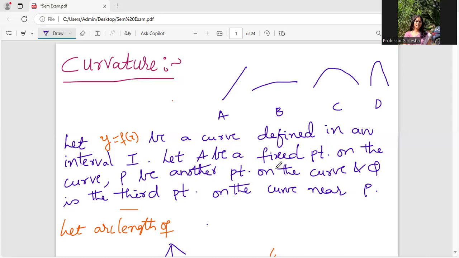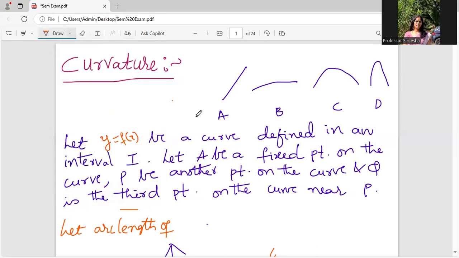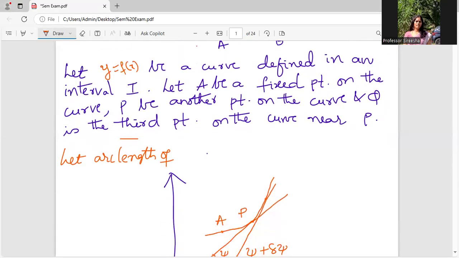Let A be a fixed point on the curve, and P and Q be two different points on the curve. The basic idea is that we go from A, P, and then go to Q. Why? Because we can clearly see at P, the curve is bent. So to assess how much it is bent, we are moving from P to Q. P is another point on the curve and Q is a third point on the curve, a little nearer to P.